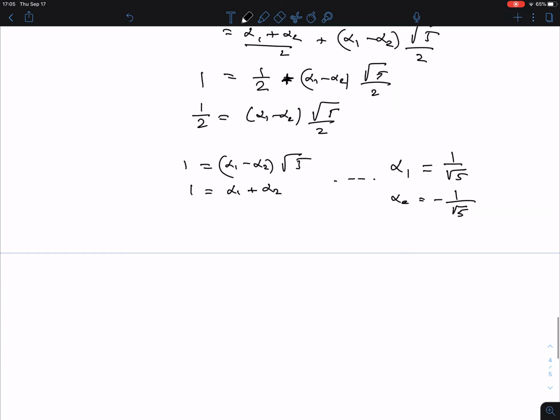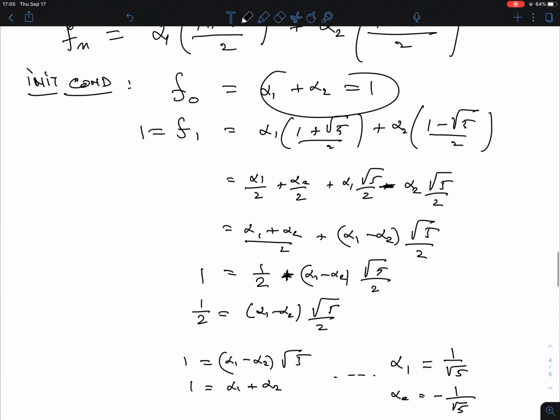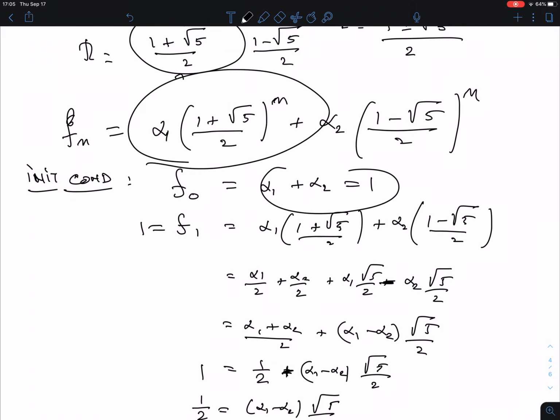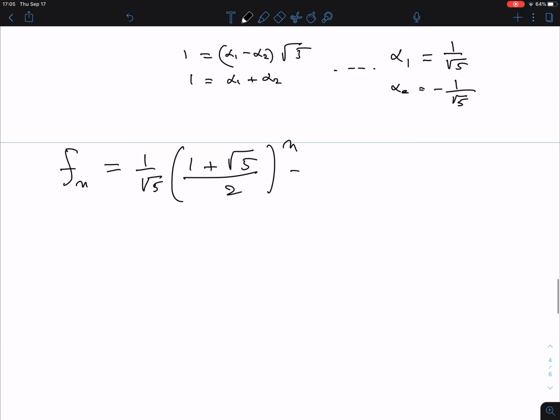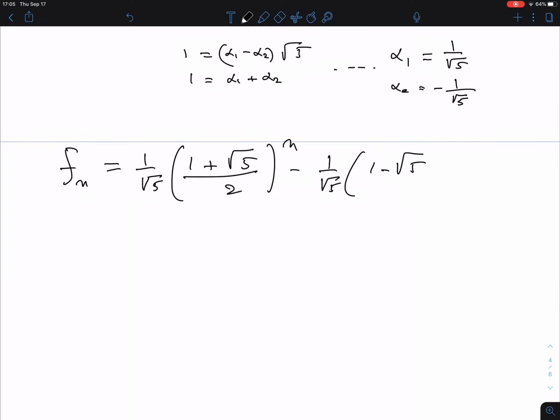So, what does this mean? This means that the Fibonacci series is given by the formula: alpha 1, 1 over radical 5, that was the coefficient of this term. Let me scroll up, if you don't believe me, that's what it was. And alpha 2, that's minus 1 over radical 5, times 1 minus radical 5 over 2 to the power n. That's it. So if I ask you what is F100, you plug this in.